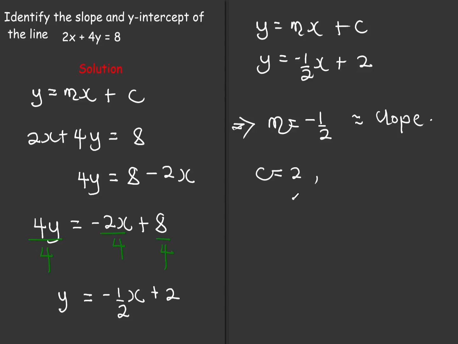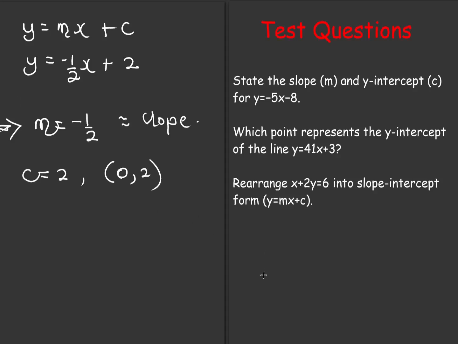And then the coordinate of the y-intercept is going to be (0, 2). This is the coordinate of the y-intercept. So basically, this is how we solve questions with respect to the slope and the gradient. As usual, I'll leave you with some exercises to try on your own to test your understanding. The first, you have to state the slope and y-intercept. The second, which point represents the y-intercept, and the third one, you are just to rearrange.